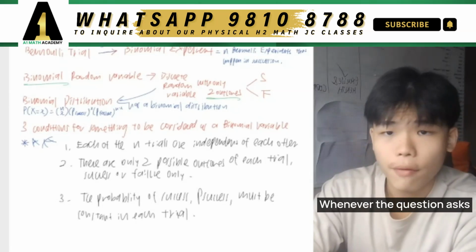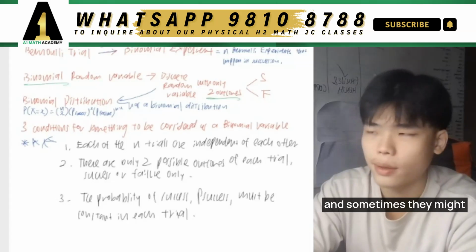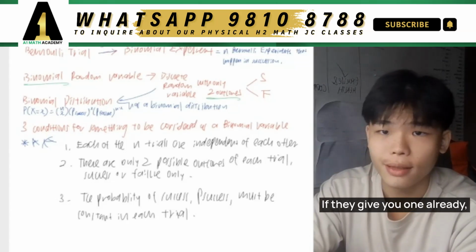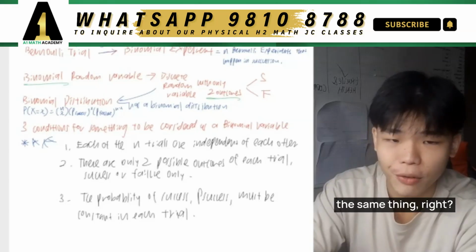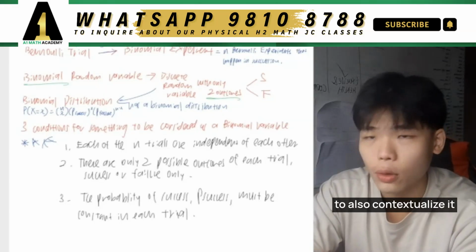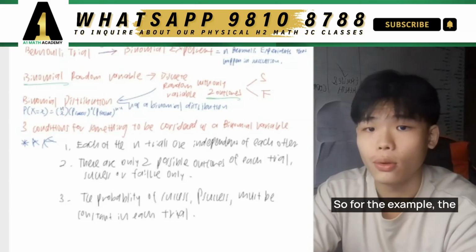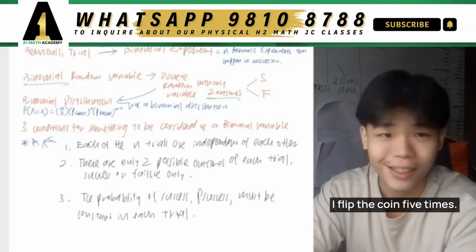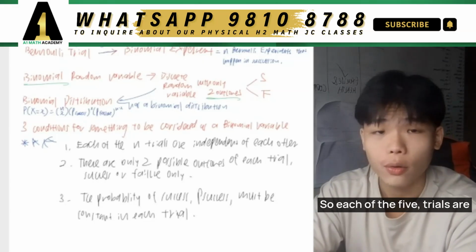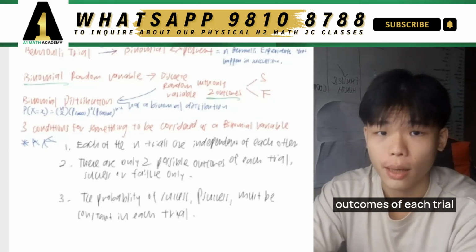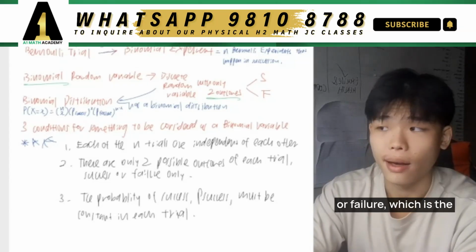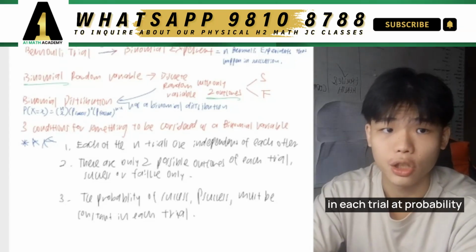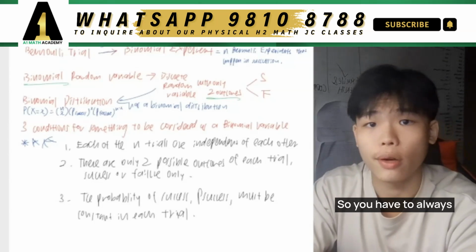And then the last one is that the probability of success, bracket p success, must be constant in each trial. Whenever the question asks you what are the three, and sometimes they might even ask for just two, you just need to quote any two of these, depending on the context of the question. If they give you one already, then you cannot quote the same thing. You have to quote the other two. But you need to also contextualize it towards the question. So for the example, the context of a coin toss, I flip the coin 5 times. Each of the 5 trials are independent of each other. There's only two possible outcomes of each trial: success, which is the heads, or failure, which is the tails. And the probability of getting a head is constant in each trial at probability of 1/3. So you have to always contextualize it.